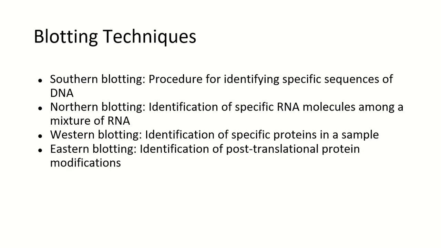Now the various types of blotting techniques. Southern blotting is the procedure for identifying a specific sequence of DNA. Northern blotting is for RNA. Western blotting is for proteins. And Eastern blotting is for post-translational protein modifications.